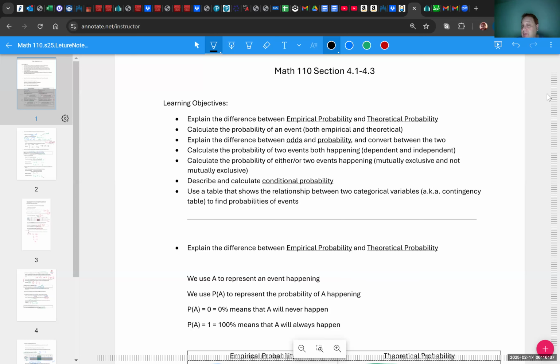Explain the difference between odds and probabilities. Calculate the probability of two events both happening. Calculate the probability of two events either or happening, and also describe and calculate conditional probability. That's the ands, the ors, and the givens. And for ands, remember we have dependent, independent, and for the ors, we have mutually exclusive and not mutually exclusive, aka mutually inclusive. Okay. Finally, we used a table that shows the relationship between two categorical variables, i.e. a contingency table, and we found the probabilities of ands and ors and givens from the contingency table.